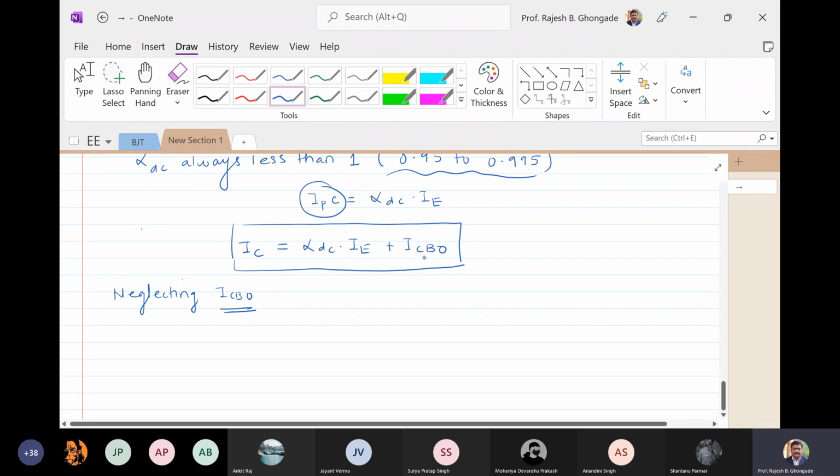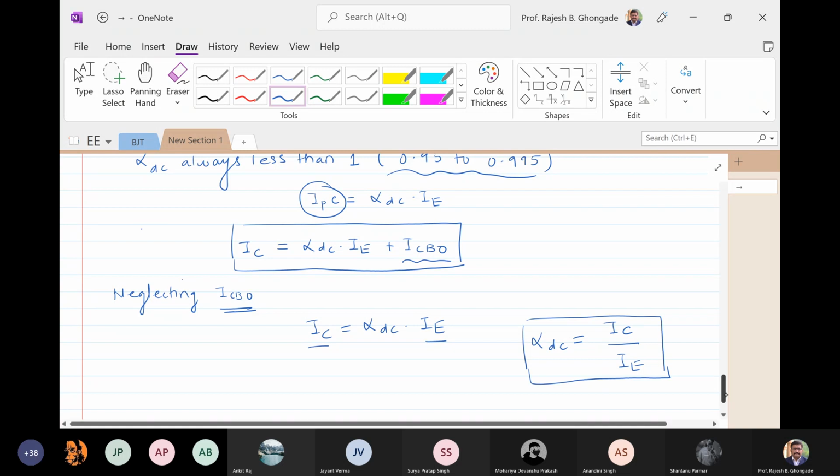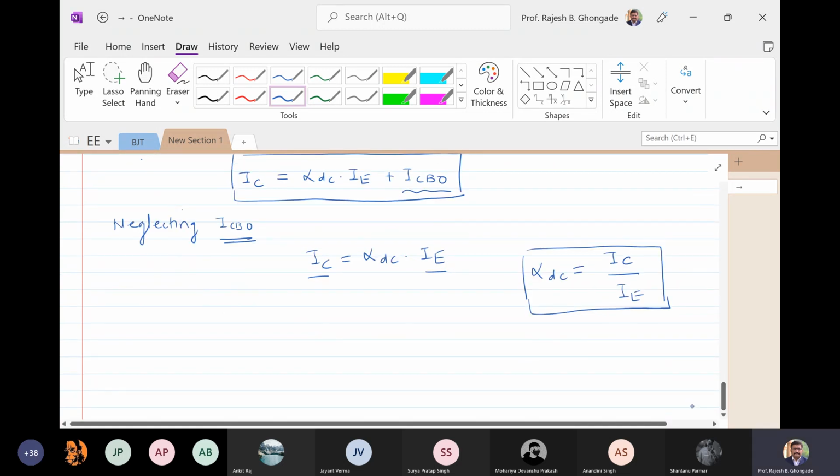What do I have from this? If I neglect this, I simply have IC equals alpha DC into IE. So I have come out with an expression for output current in terms of the input current. And then your alpha DC now gets redefined simply as the ratio of collector current to emitter current. ये ध्यान में रखना है. ठीक है, समझ में आ रहा है नहीं आ रहा है? Yes, sir. Okay, let us go back over here.